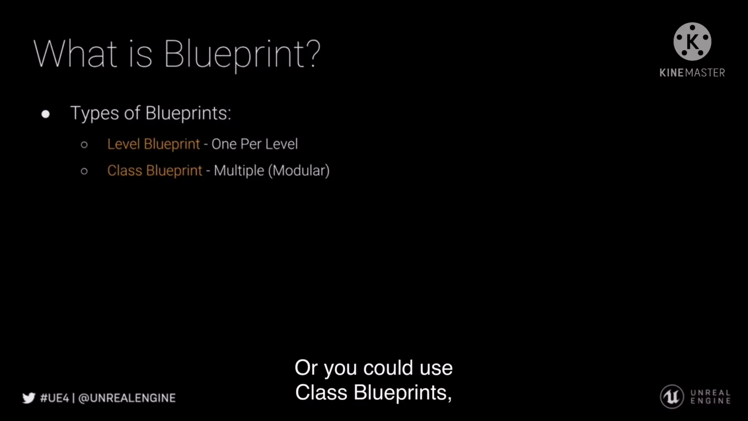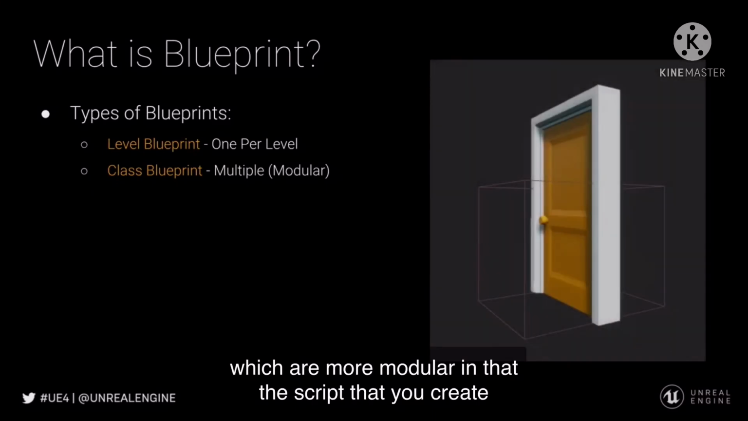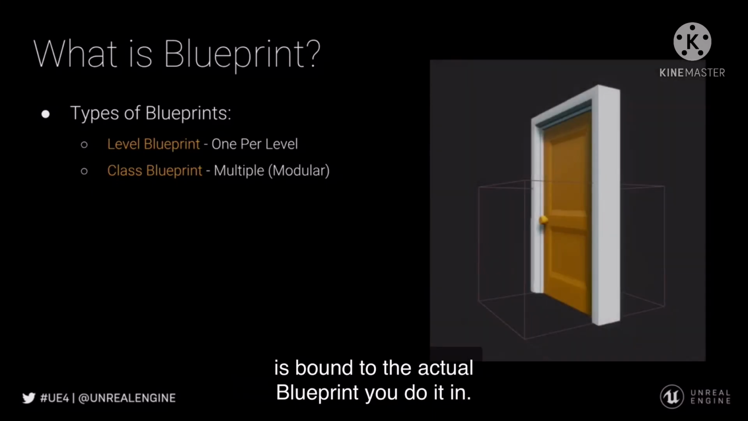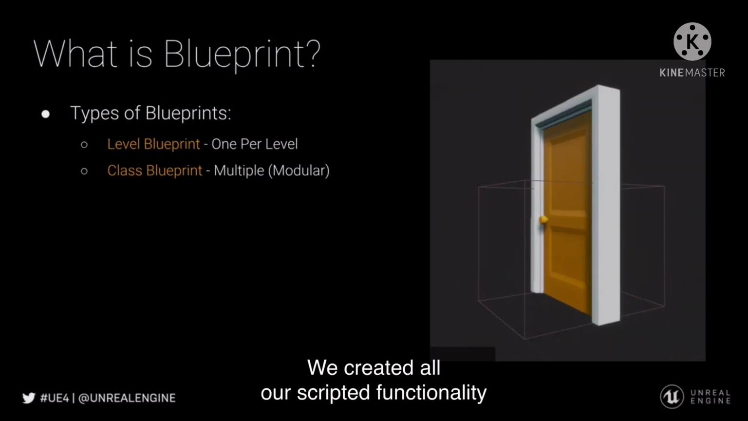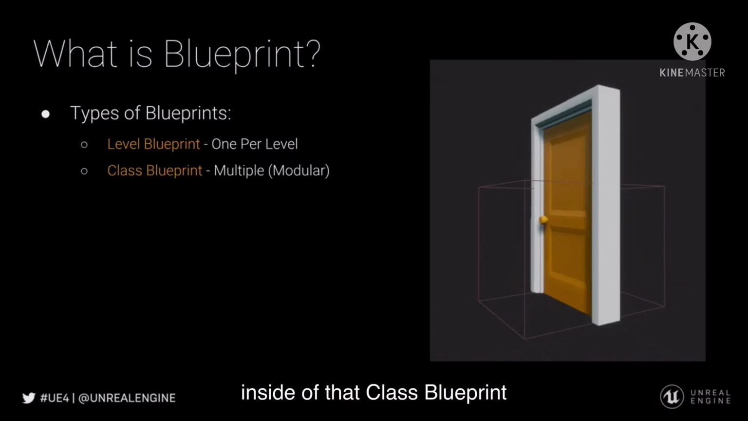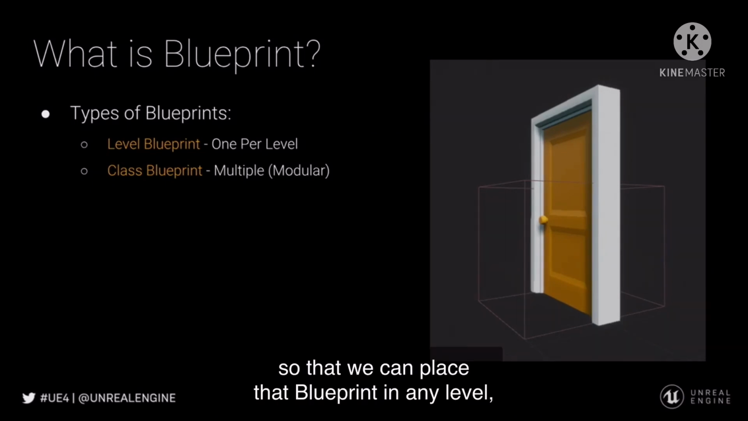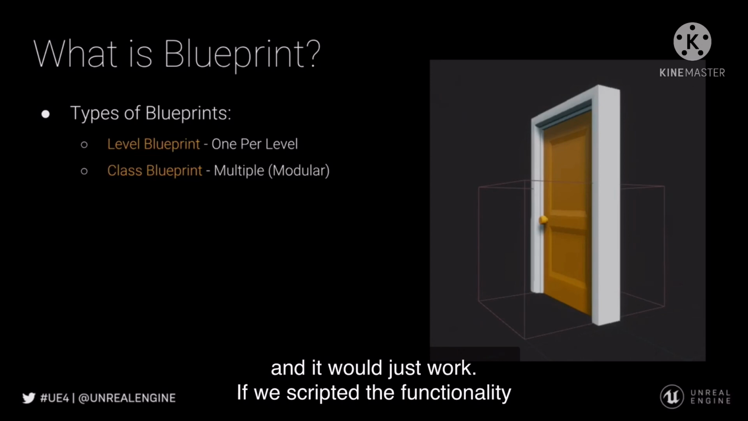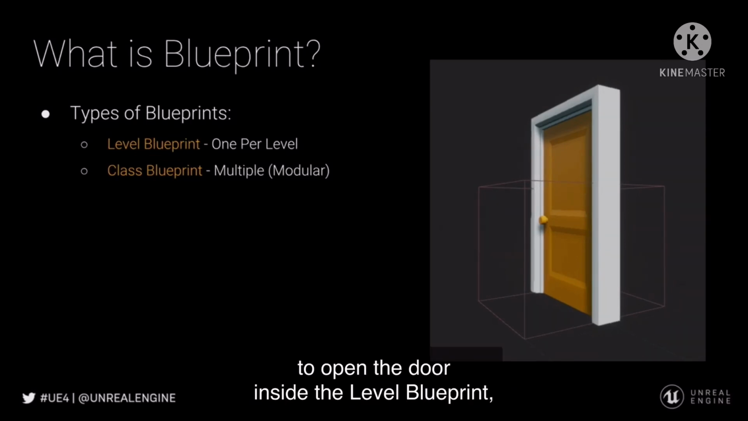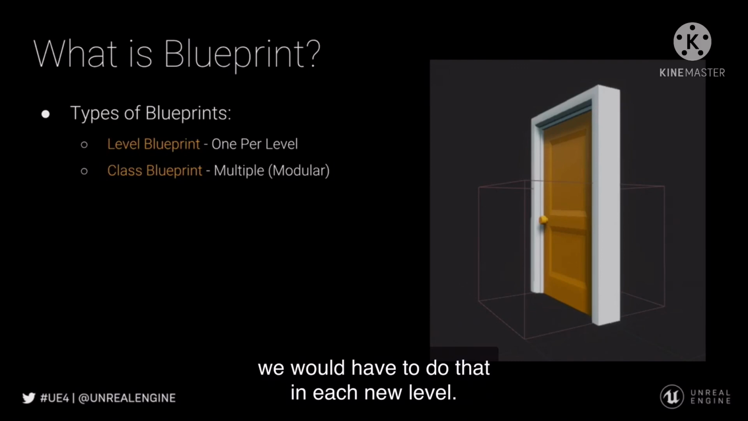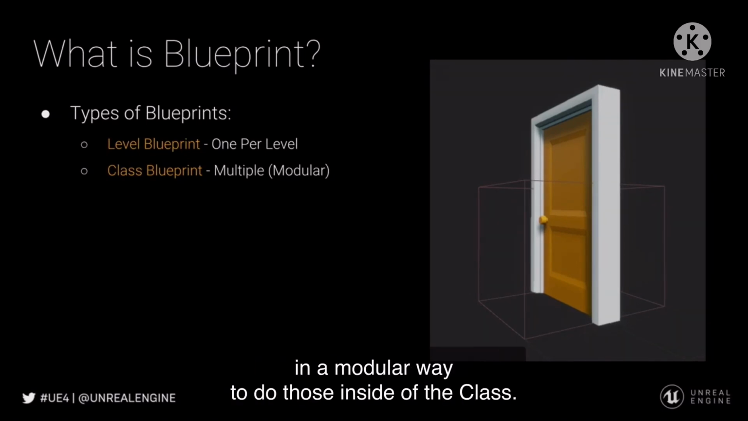Or you could use class blueprints, which are more modular in that the script that you create is bound to the actual blueprint you do it in. For example, the door here, that was a class blueprint. We created all our scripted functionality inside of that class blueprint so that we can place that blueprint in any level and it would just work. If we scripted the functionality to open the door inside the level blueprint, in each new level, we would have to do that. So it's much more beneficial if you're doing things in a modular way to do those inside of the class.